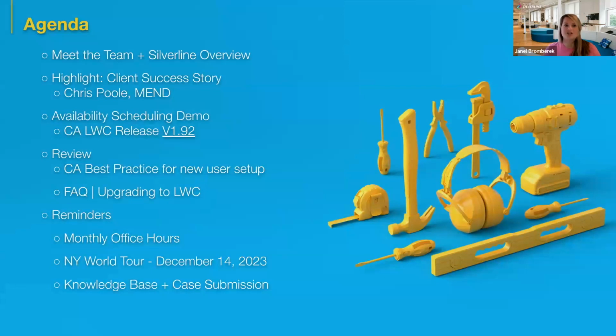So a little bit of an agenda for today. We're going to meet the team, talk about who's speaking on our call today, a little bit of an overview of Silverline. And then, like I said, we're going to get right into a client success story with Chris Poole over at Mend. We're going to do a little bit of a demo on availability scheduling in our latest release, version 1.92. And then I'm going to be demoing some of our best practices for new user setup.